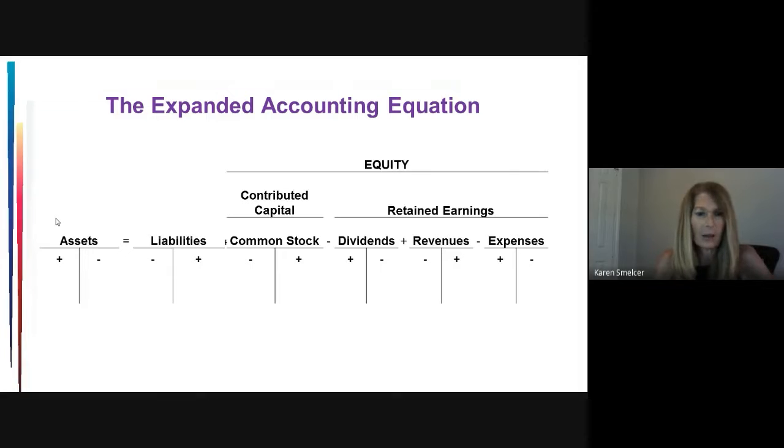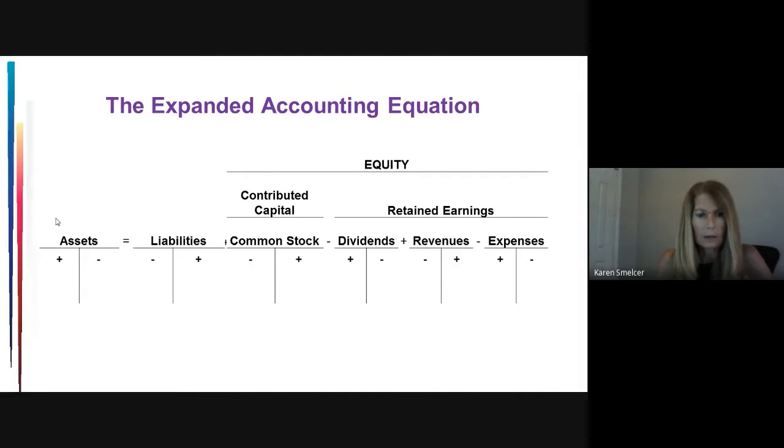The basic accounting equation is just assets equals liabilities plus equity, which you see there at the top. This expanded accounting equation breaks down those components of the equity piece. And they include contributed capital, which is common stock. It could be paid in capital, but in the first course, you generally see common stock as the primary contributed capital. And then the retained earnings components are your revenues and your expenses, and then the dividends you pay out.